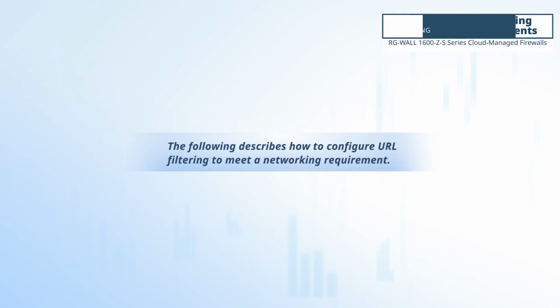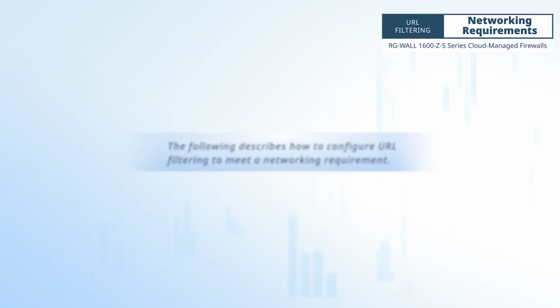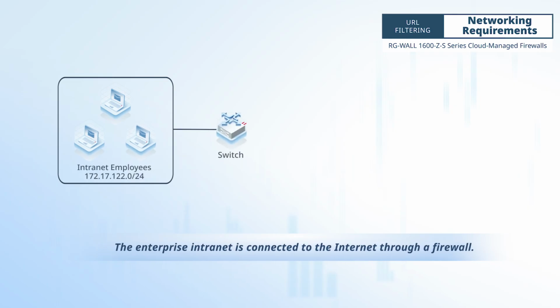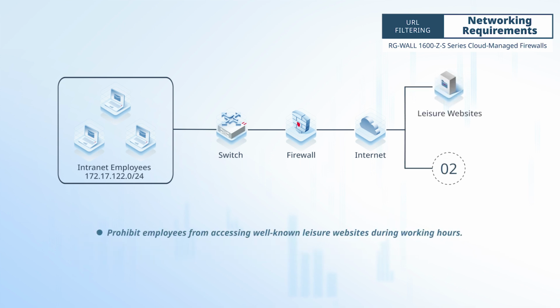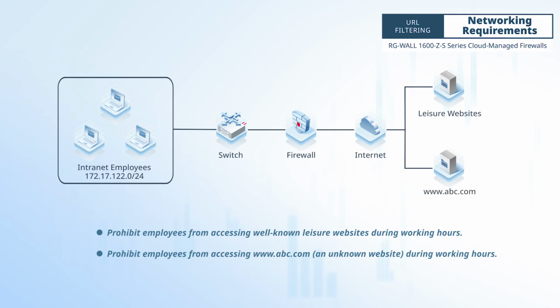The following describes how to configure URL filtering to meet a networking requirement. The enterprise intranet is connected to the internet through a firewall. The administrator wants to achieve the following effects. 1. Prohibit employees from accessing well-known leisure websites during working hours. 2. Prohibit employees from accessing www.abc.com, an unknown website, during working hours.